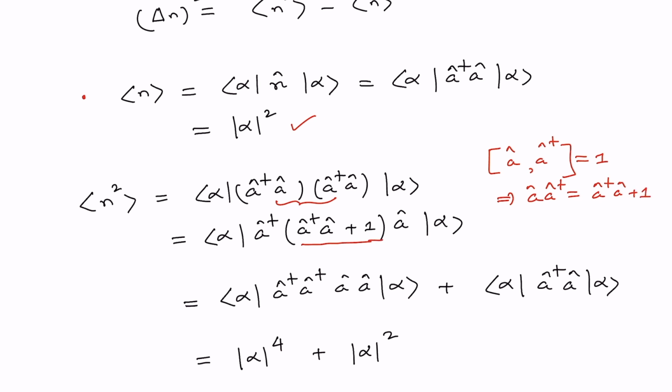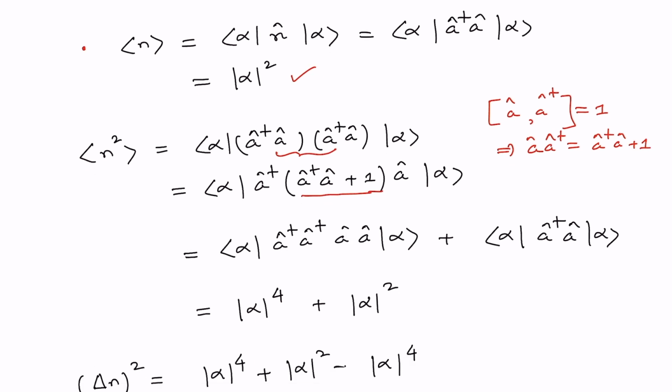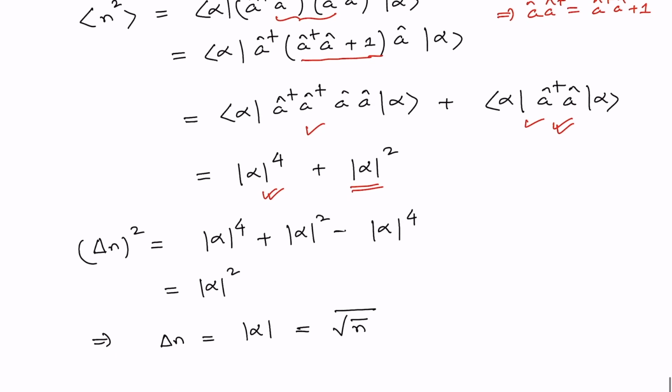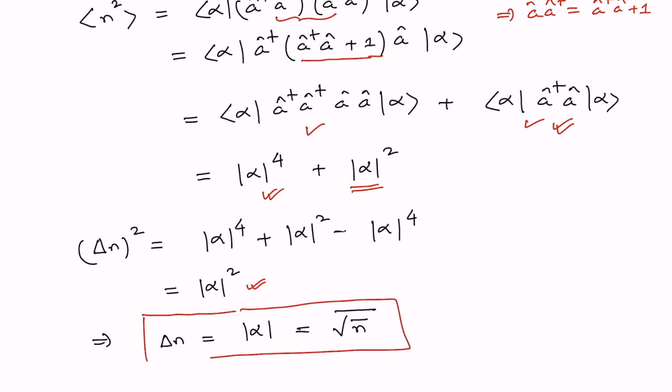Utilizing this here, I now have two parts. This is one part and this is another part. This we have already worked out, that is mod alpha square here, as you see. And then this, if you work out, you are going to get mod alpha to the power 4. Then putting it in the variance formula, you are finally getting mod alpha square, and therefore the standard deviation is equal to mod alpha. Okay, so mod alpha is the square root of the mean number of photons n bar. Now, having worked this out, the delta n part you have worked out.